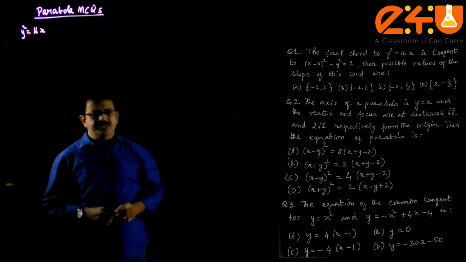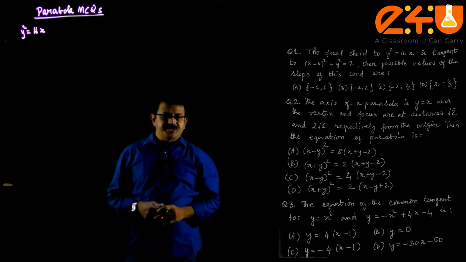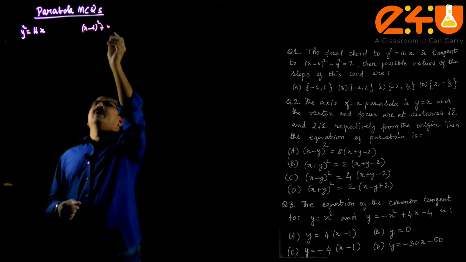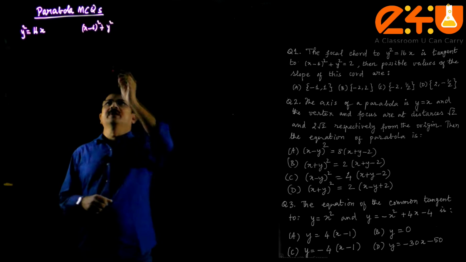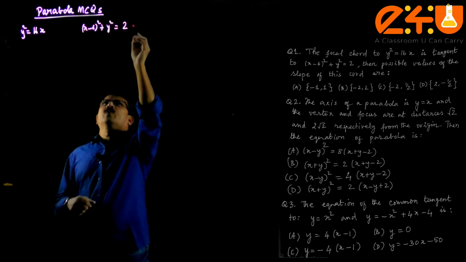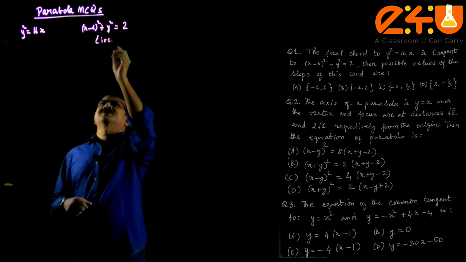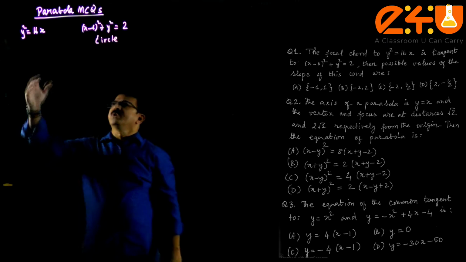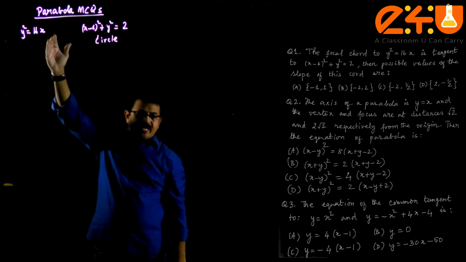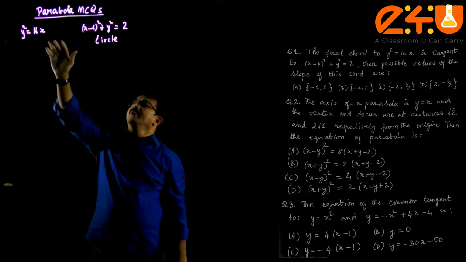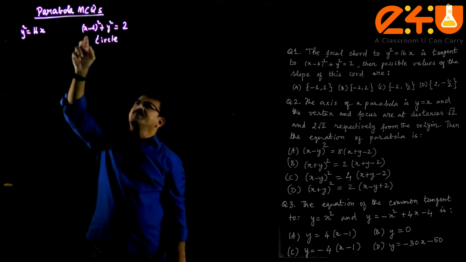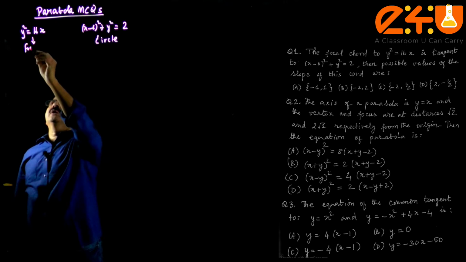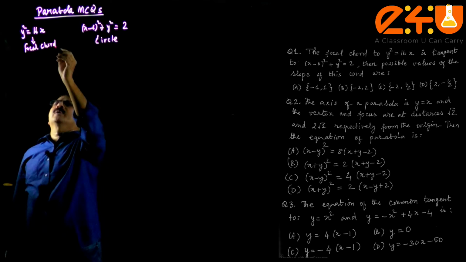The focal chord to the parabola y squared equal to 16x is a tangent to (x minus 6) whole squared plus y squared equal to 2. Of course, you understand this is a circle. So, one of the tangents of y squared equal to 16x, which is a focal chord, is also tangent to this circle.